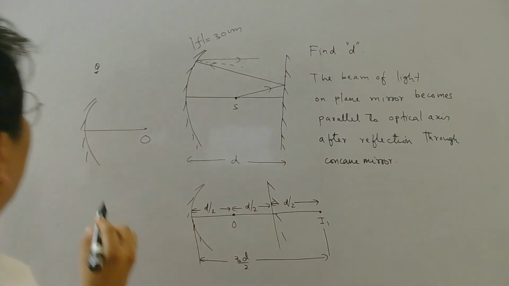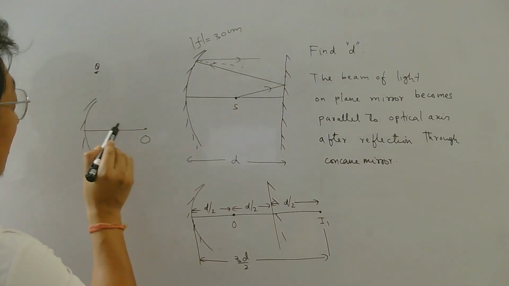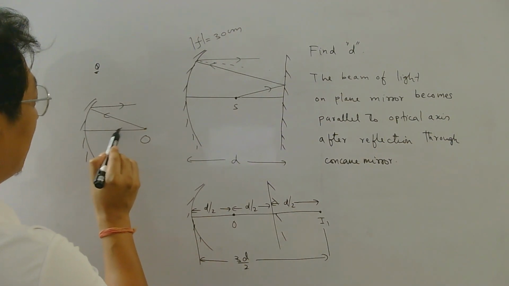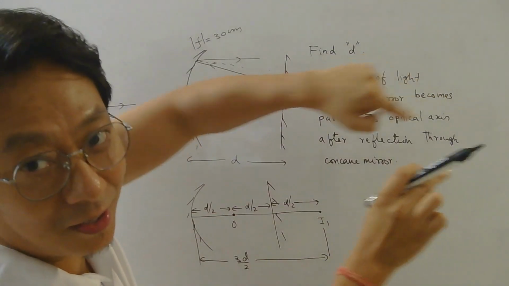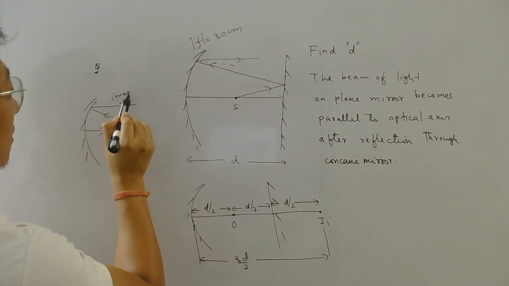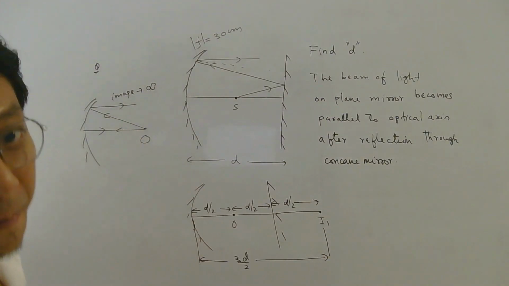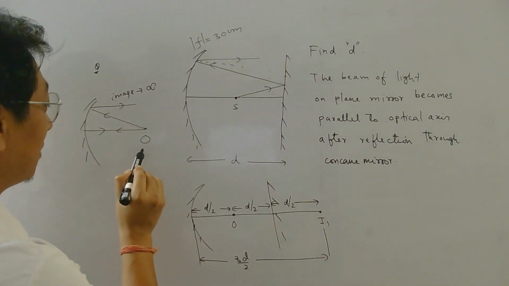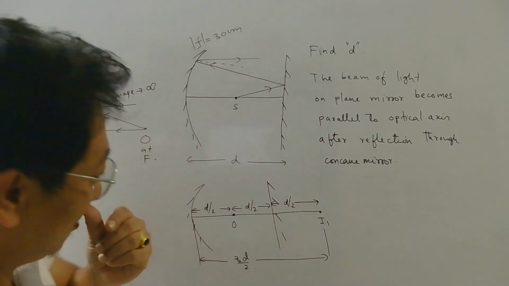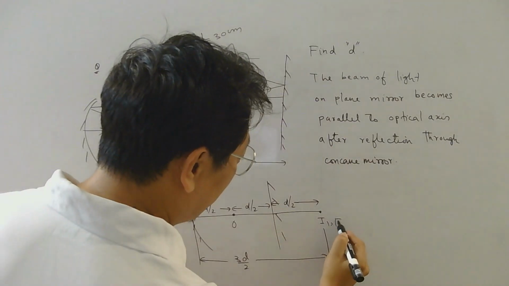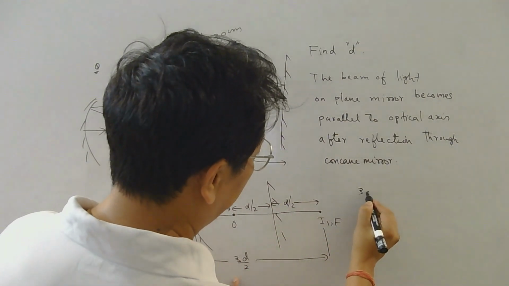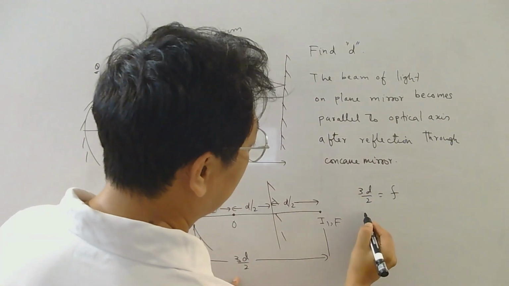What is that? Now if they said that after reflection light should go parallel, that means where will the reflected light meet? Parallel means it will meet at infinity. That means the image formed by this mirror is at infinity, and therefore the object must be at focus. That you remember, right, for a concave mirror. So therefore this must be the focus of the concave mirror.